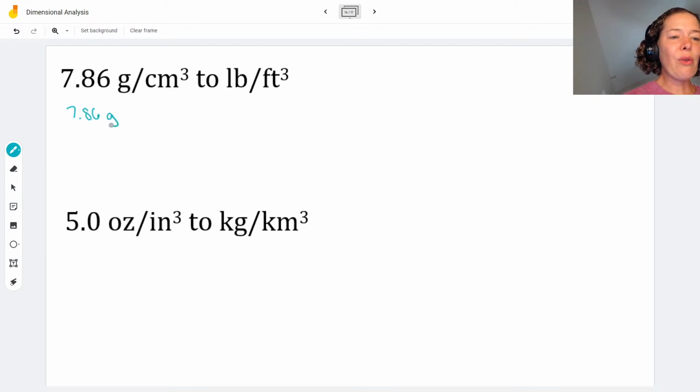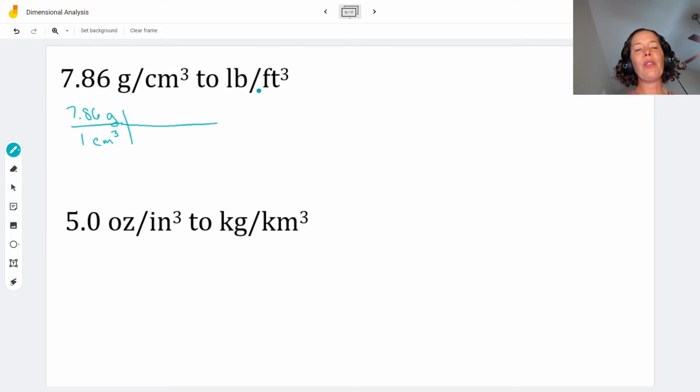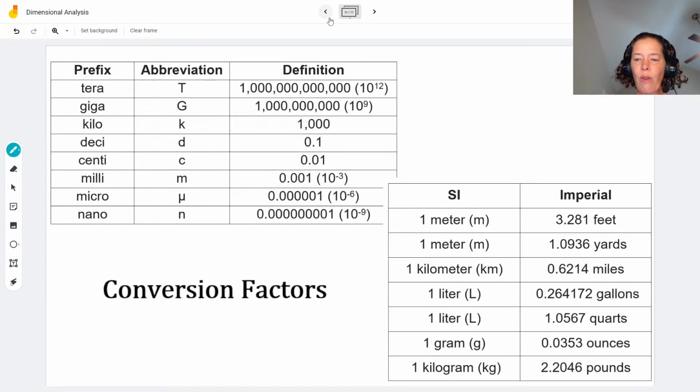7.86 grams per centimeter cubed. Okay, and we want to convert this to pounds per feet cubed. So we're going to have to convert grams to pounds and centimeters cubed to feet cubed. Just like usual, I tend to go with my numerator first. So if I'm going to pounds, I've got my pounds to kilograms. So I'm going to first take grams to kilograms and then to pounds.